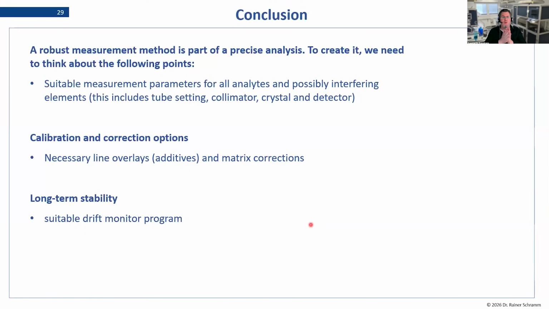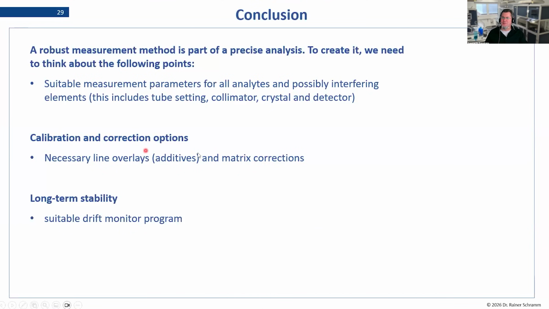To summarize, when we want to develop a new wavelength dispersive method, we first have to think about the machine side, the parameters of the channels, so that we find good parameters for all the analytes and also the possible interfering elements. So tube setting, collimator, crystal, and detector. Once this has been decided on, we need to make the calibration itself and use the necessary corrections as they emerge. Fewer corrections needed is always better.